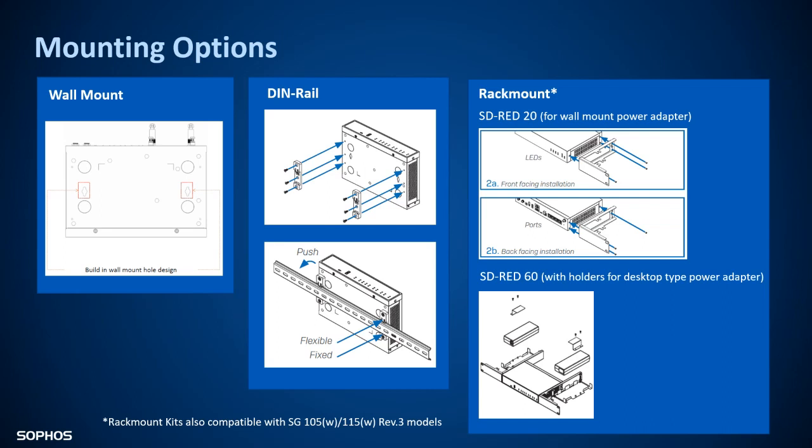With regards to mounting options on the SDRED devices, there are currently 3 options available: a built-in wall mount option, a DIN rail option, as well as a rack mount option.